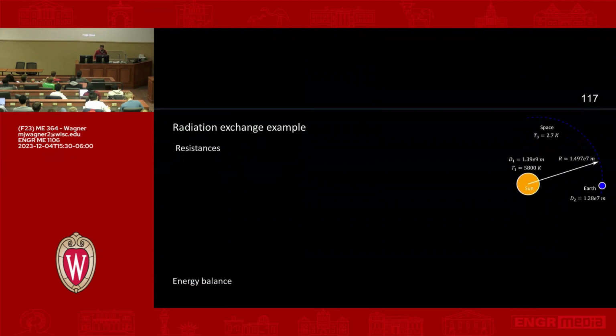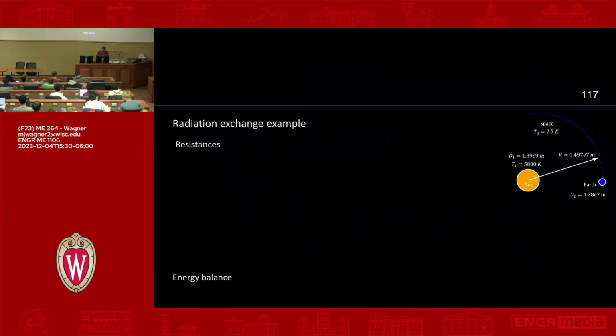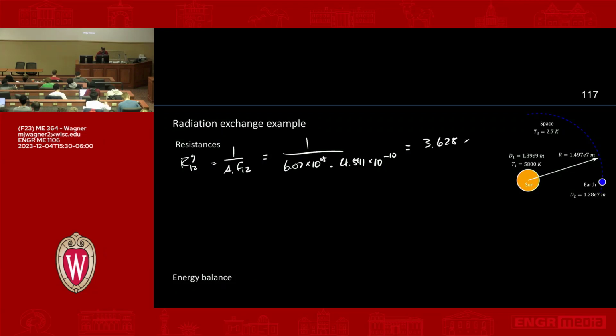So I guess moving on here. So resistance, this would be RG12. This is 1 over A1 F12. And plugging in the numbers, that's 1 over 6.07 times 10 to the 18th times 4.541 times 10 to the minus 10th. And that equals 3.628 times 10 to the minus 10th, 1 over meter squared. That's our resistance.